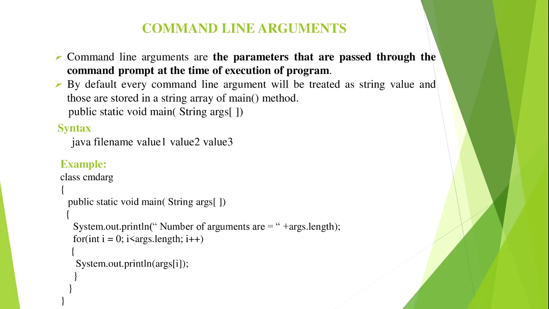And after that, if you want to print all the values one by one, then you just apply the for loop from 0 up to args.length, and you print every value, meaning args[i]. So this is nothing but what is called command line arguments. And here the second unit is over. Thank you. In the next video you will learn about the next unit.